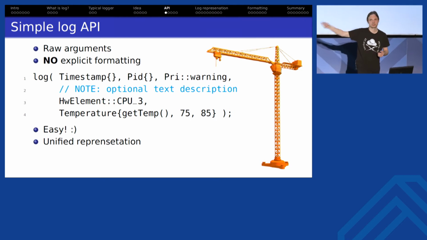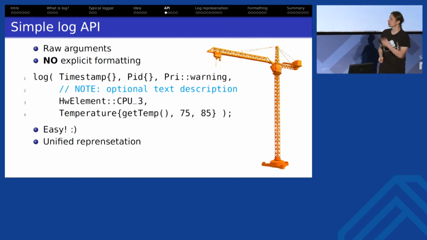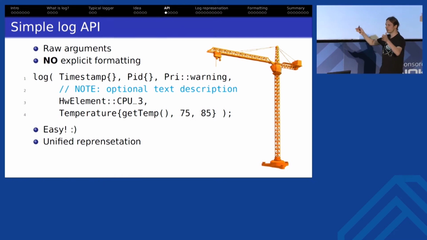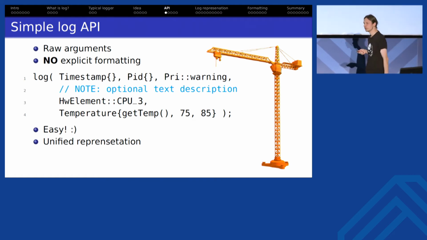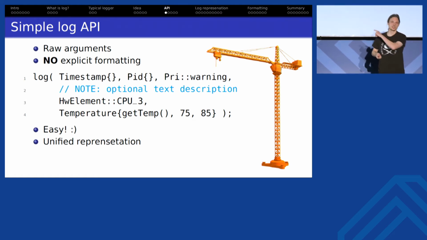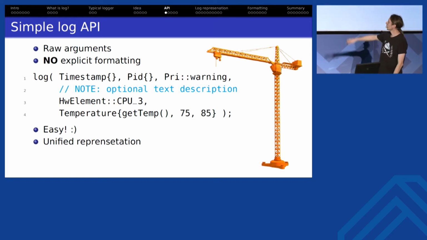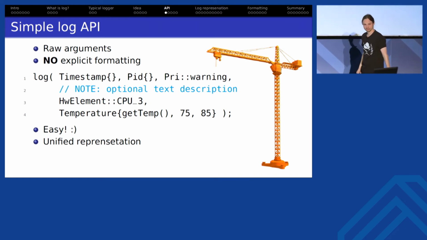Just put in parameters separated by commas, and that's it. And because you do not need to do any conversions at this point, it's also very easy for them to understand. Just put the element that can be logged, and poof, off we go. And thanks to this, we also have a uniform representation, because nowhere in this interface is there a way of changing how things are displayed. So whenever we are talking about the temperature, it will always get the same representation based on the type.